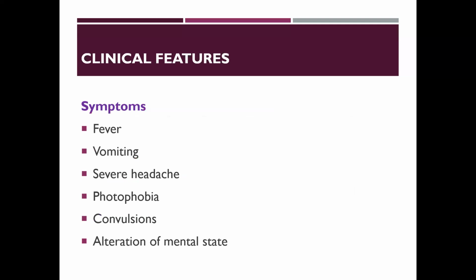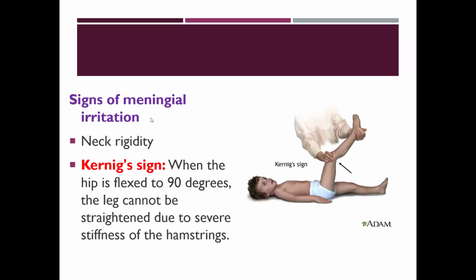Next, clinical features. Generally the patients who have meningitis have symptoms such as fever, vomiting, severe headache, photophobia, which means fear of light, so they can't look at light directly, convulsions, and alteration of mental status. What are the signs of meningeal irritation? What signs can we observe in the clinical setup? We can see neck rigidity, severe neck rigidity in the patients.